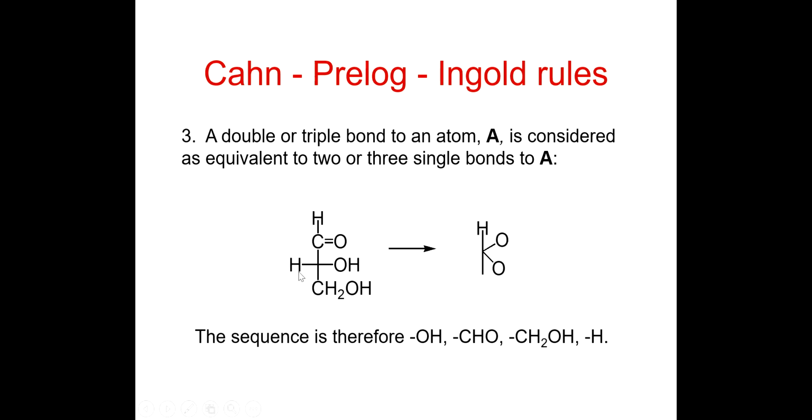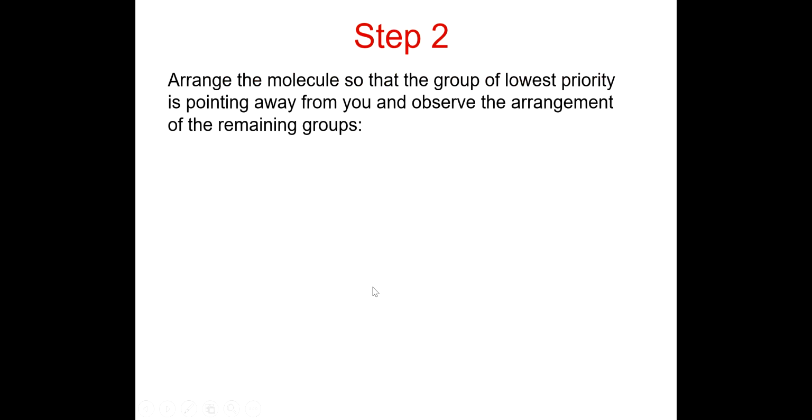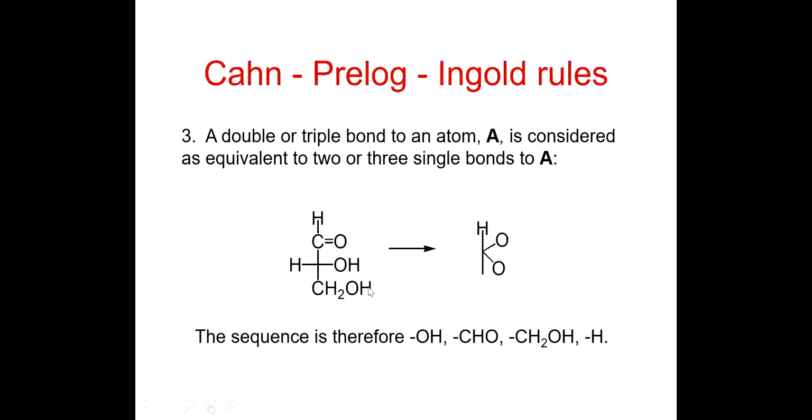Hydrogen, again, is the lowest since it's the first atom on the periodic table, and hydroxyl ranks higher than the rest of the three. So the priority sequence here is hydroxyl, aldehyde, methanol, and hydrogen, okay? So this is the scenario for a double bond or triple bond. Okay, so this is the first step.